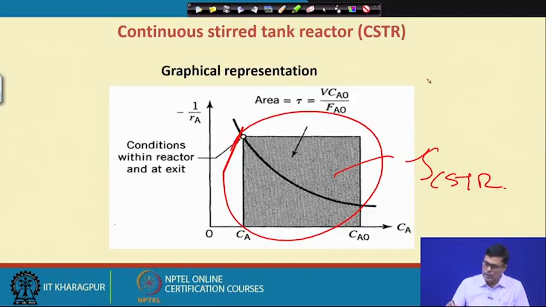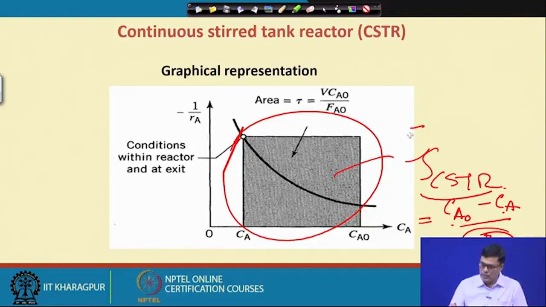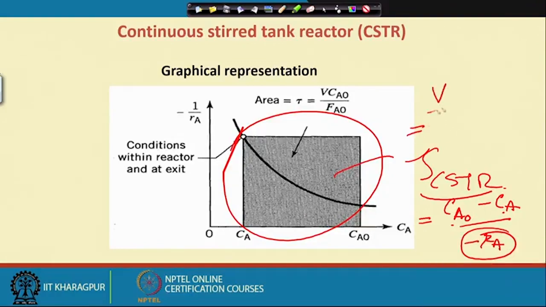If you know the rate of reaction, tau CSTR equals C A 0 minus C A over minus R A. So if you know R A and C A 0, we can easily find out the tau CSTR. Now, tau CSTR is equal to V by F. If you know the flow rate, you can easily find out the volume of the reactor. That is exactly what I was saying: if you do this reactor analysis, you can find out the volume of the reactor in any kind of production process.